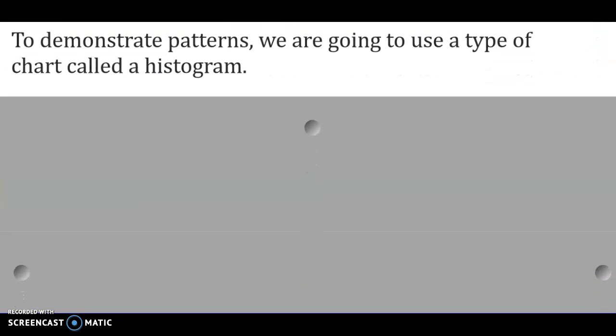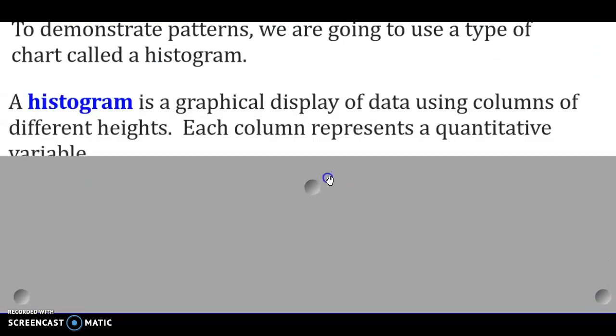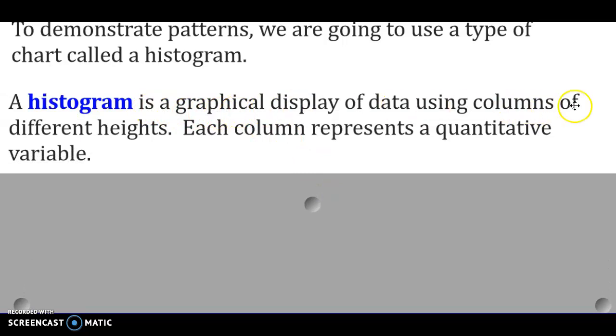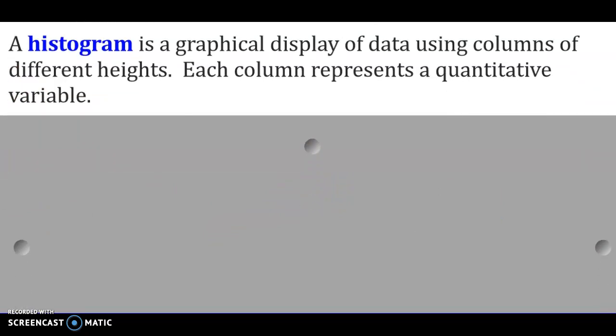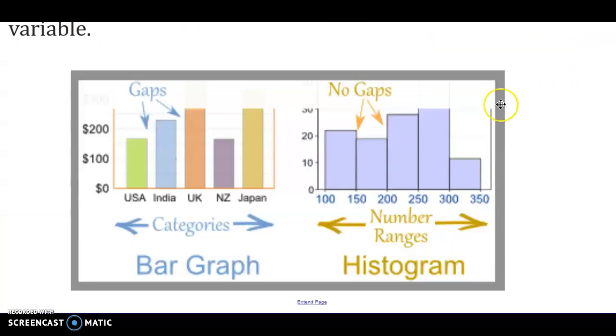So let's take a look at a histogram. A histogram, as opposed to a bar graph, is a graphical display using columns of different heights. Each column represents a quantitative variable. There is a big difference between a histogram, which is displayed here, and a bar graph, which is displayed here. This is going to be qualitative data, as opposed to my quantitative data. Notice there's no gaps in here. But we don't have overlap between USA and India, UK, New Zealand, etc. These are by categories. These are numerical ranges. So a histogram will always be numerical ranges.